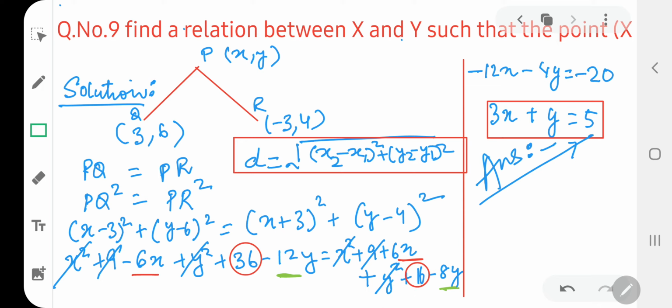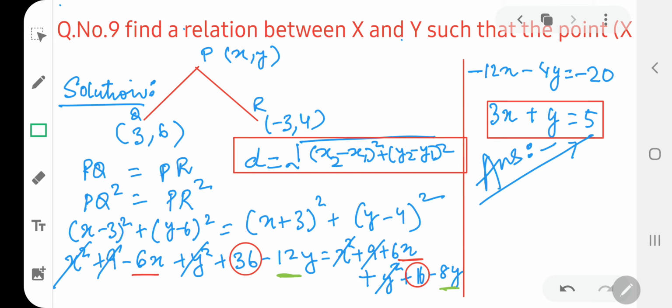Now you are left with three types of terms. One that has x in it, which I have marked with red pen. So this is minus 6x. Similarly, you have a term here containing x, that is 6x. You have a term containing y in it. So this is minus 12y and minus 8y. And I have encircled the constant terms. This is plus 36 and plus 36.